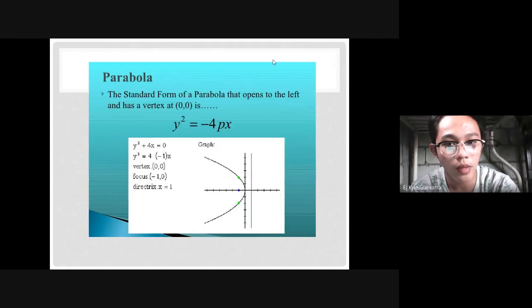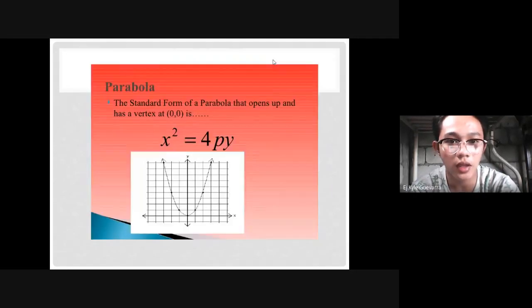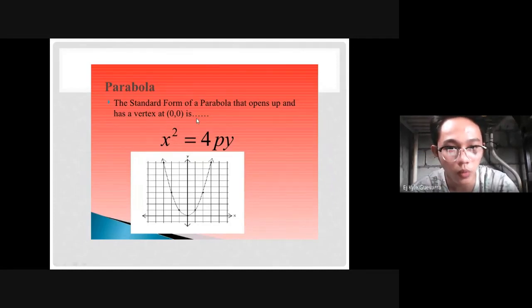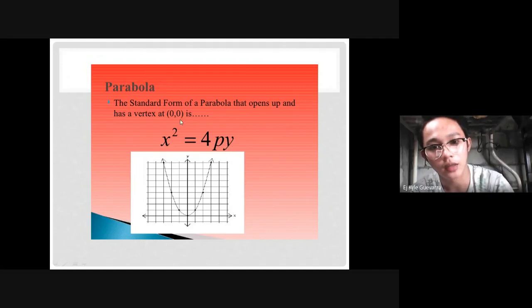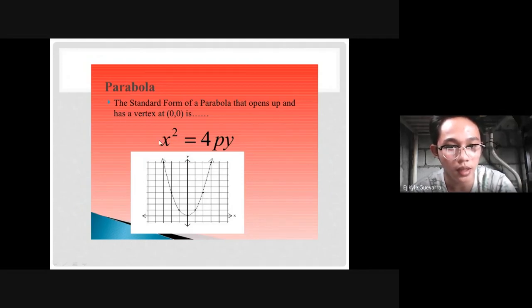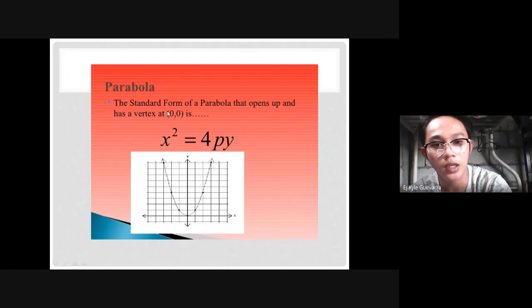Next. So, we have no problem with opening to the right and to the left. Now, opening upward. The standard form of the equation of a parabola that opens upward, with its vertex still at the origin, is x squared equals 4py. You noticed earlier that when the parabola opens to the left and to the right, we have y squared. Now, when our parabola opens upward or downward, it becomes x squared, and y becomes the variable here. So, x squared equals 4py. This is the graph of that standard form, one of the examples. Let us look at its characteristics.